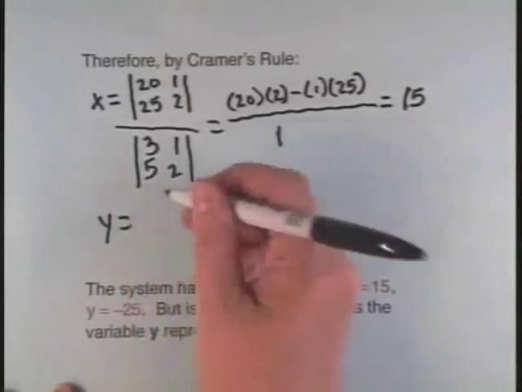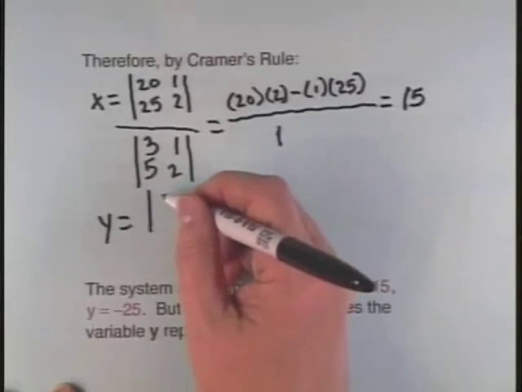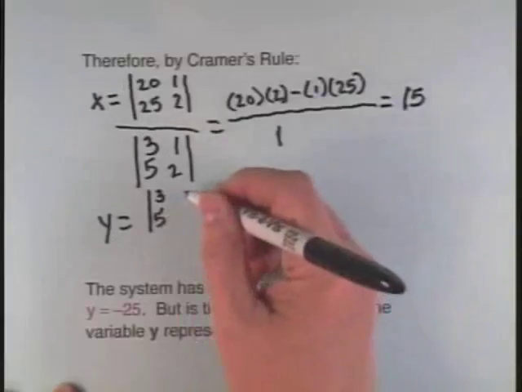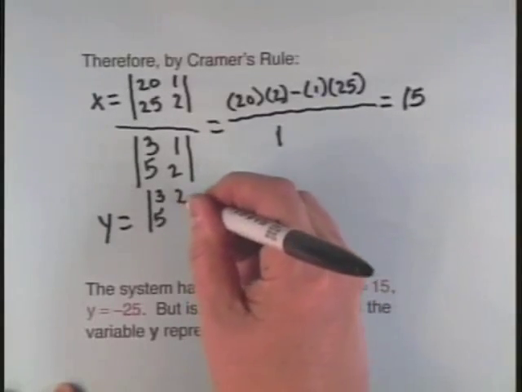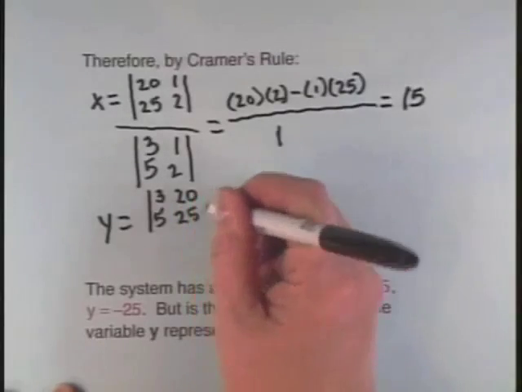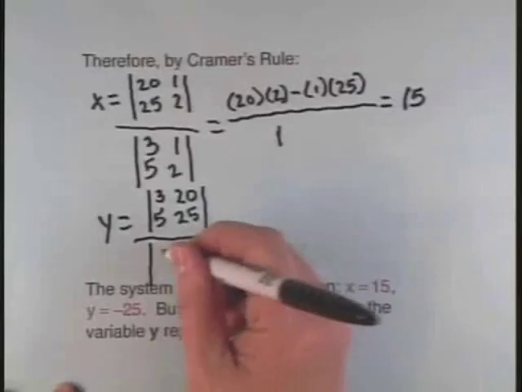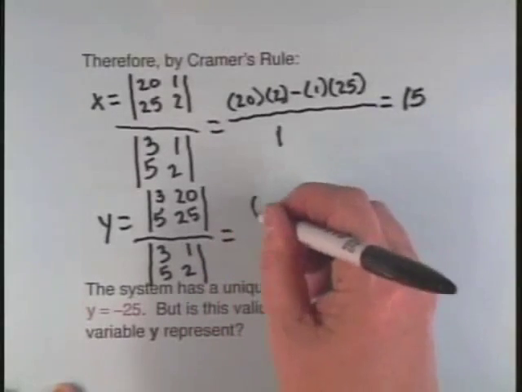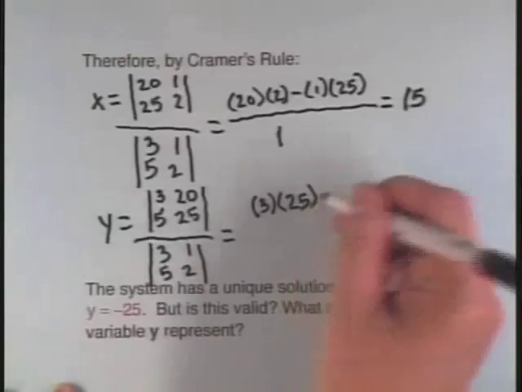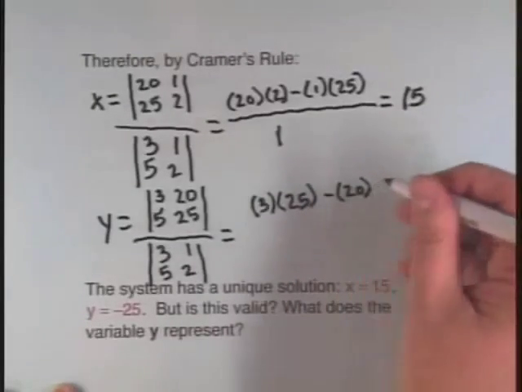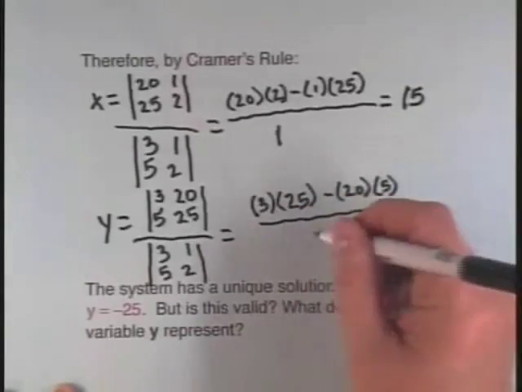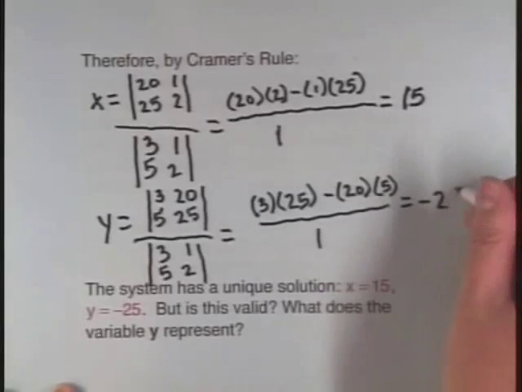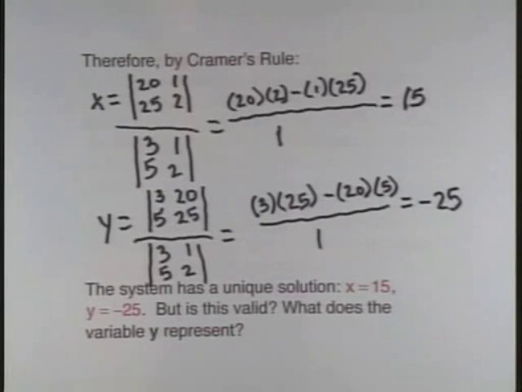Y is the numerator. We use the first column of A, 3, 5, and the constant matrix for our second column, 20, 25, divided by the determinant of A, 3, 1, 5, 2. So our numerator is 3 times 25 minus 20 times 5 divided by 1 gives us a value of negative 25. The system has a unique solution. X equals 15, y equals negative 25. But is this valid? What does the variable y represent?